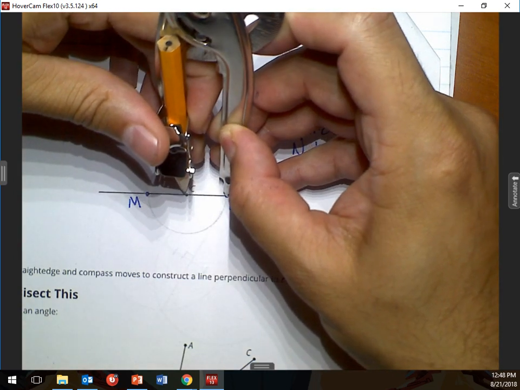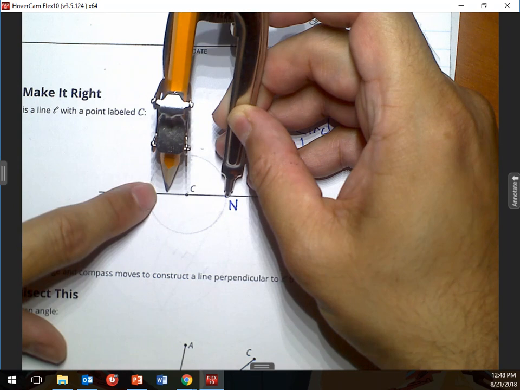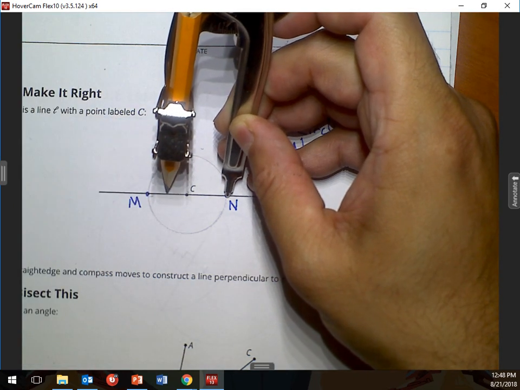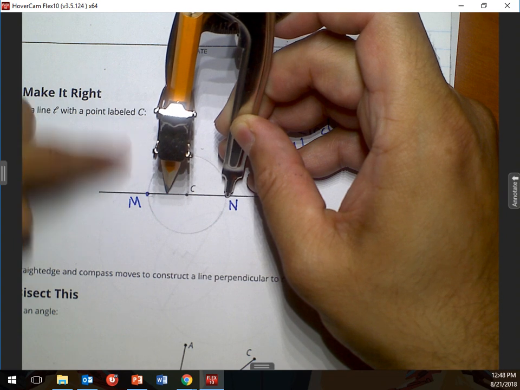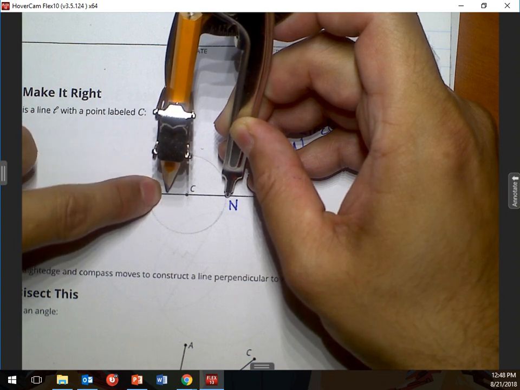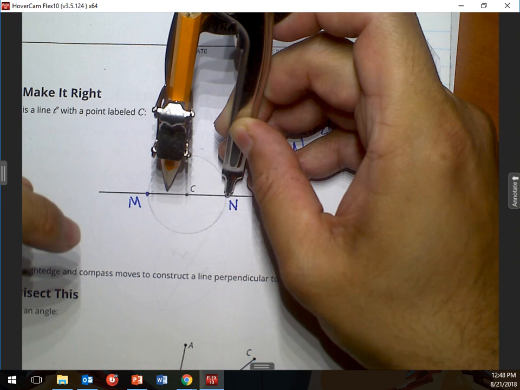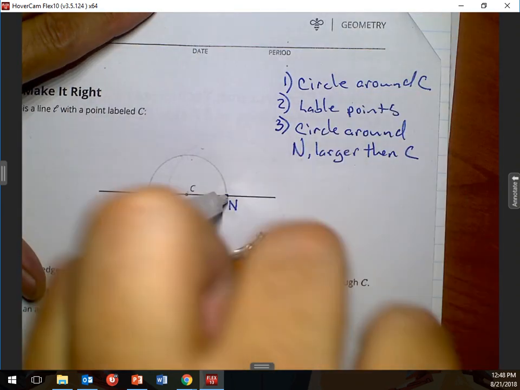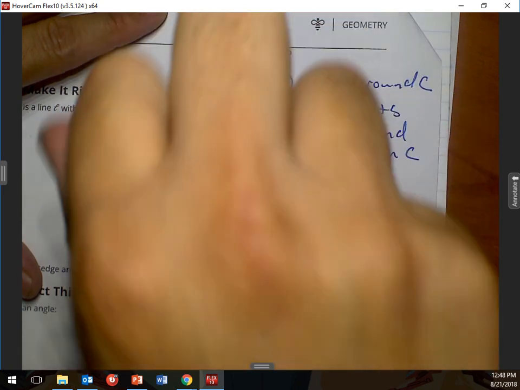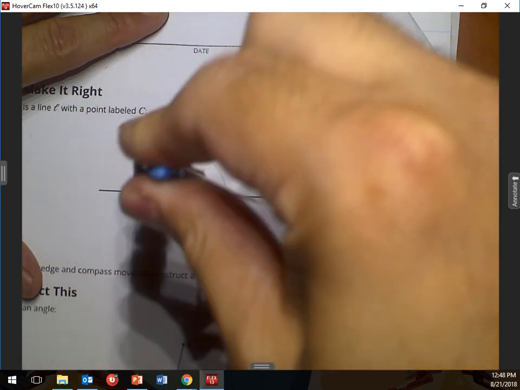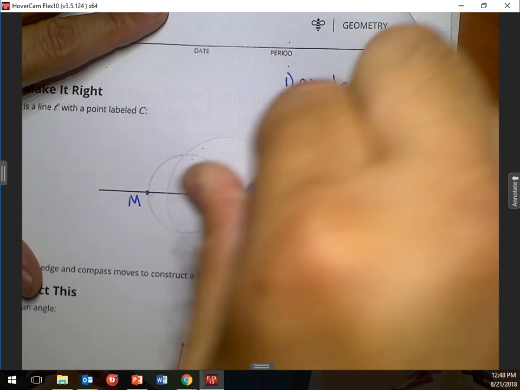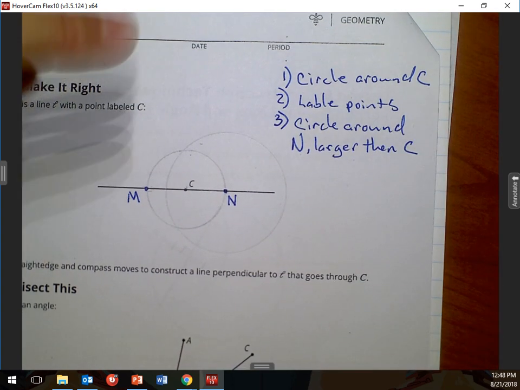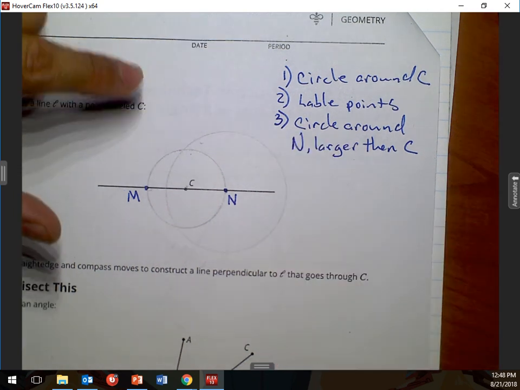Okay, I'm going to open it up. I'm going to try and put it between N and C, because if I make it too big, it's probably going to go off my paper. So now, I'm going to go right here, so between N and C here. I'm going to make my circle N. Is everyone okay there? So that was step 3.